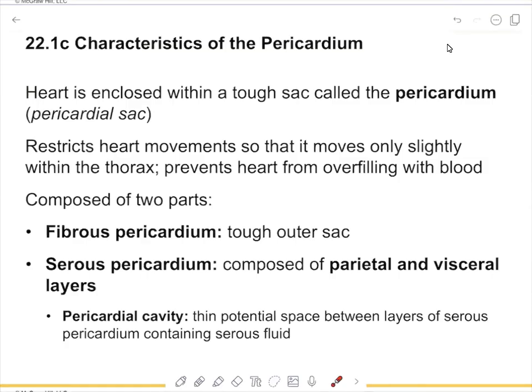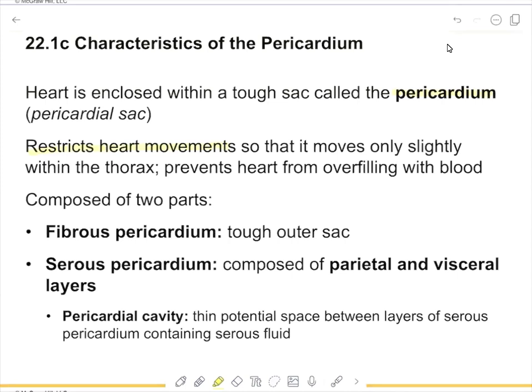The pericardium is a tough sac that surrounds and protects the heart. It's going to restrict heart movement so that it moves only slightly within the thorax. And this is important because it reduces friction. It also prevents the heart from overfilling with blood.